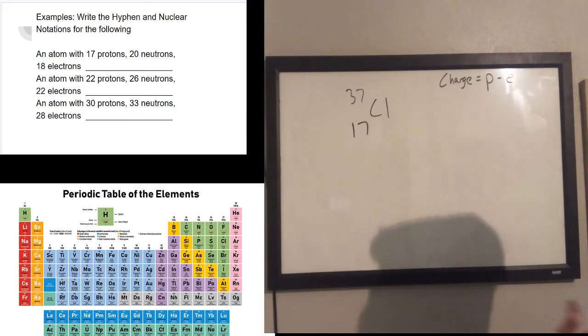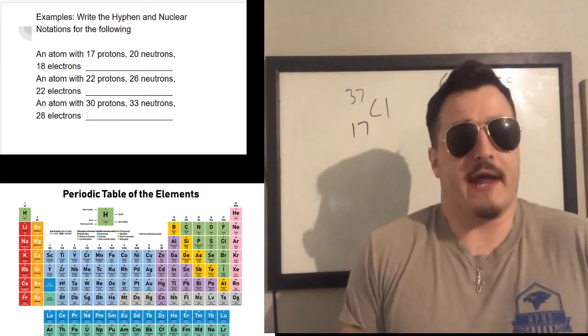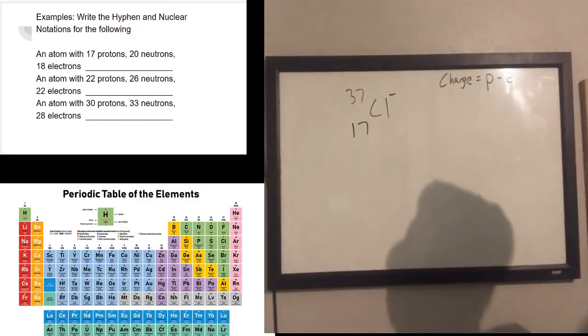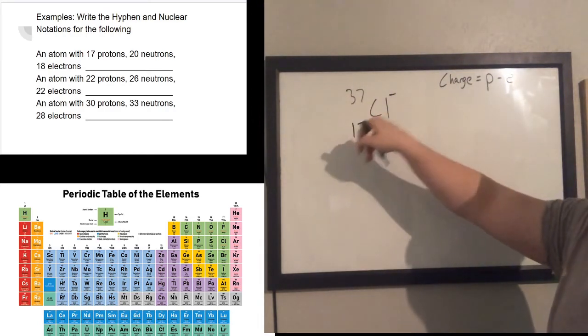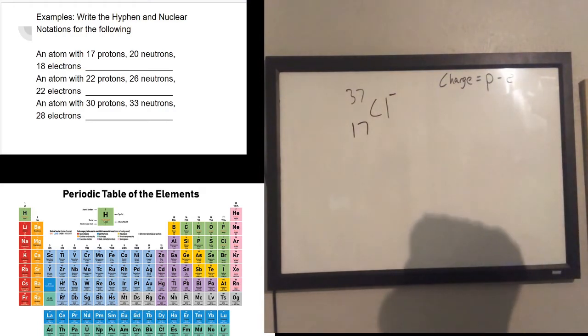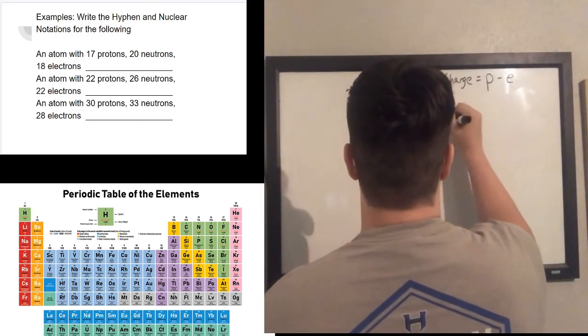Either way, what I think of, though, is that the proton is a positive charge, the electron is a negative charge, and I've got one more negative than I do positive. Therefore, my charge is -1. So I've got mass of 37, atomic number 17, charge of -1. You don't have to actually write the 1, it's just like in math. And then, in hyphen notation, it would simply look like this.